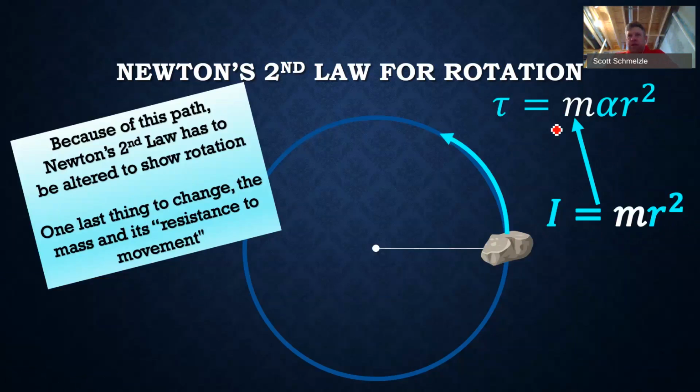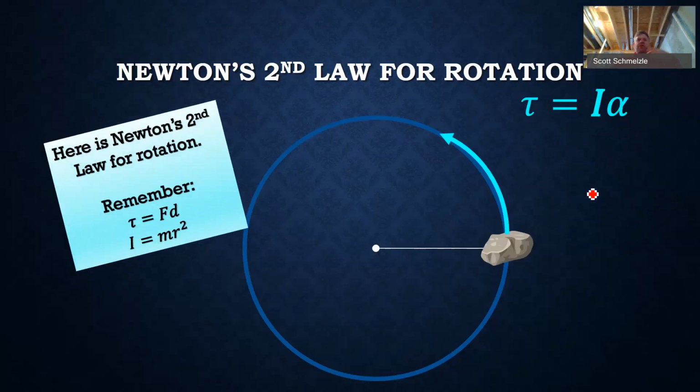So this will be I over r squared. What ends up happening is that we divide all of this by r squared. Well, those two cancel out, leaving me with an I here. So then what we see is, here is our second law for rotation. Torque equals the moment of inertia times the angular acceleration.